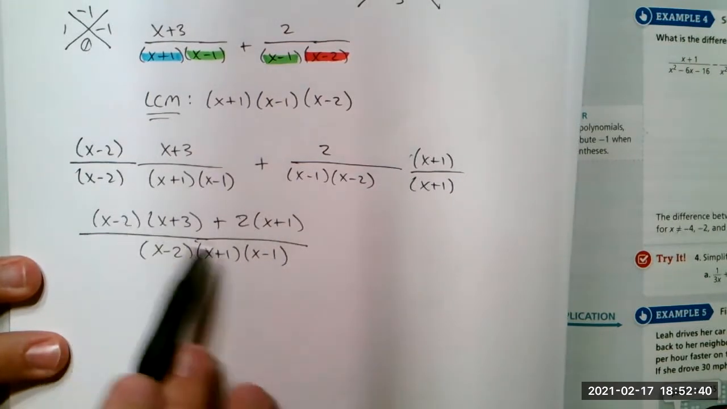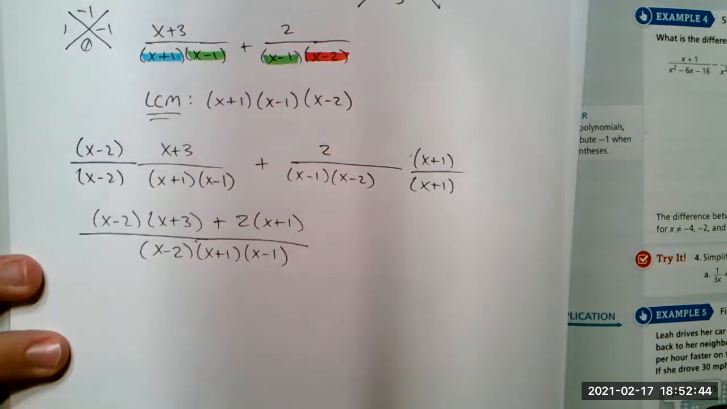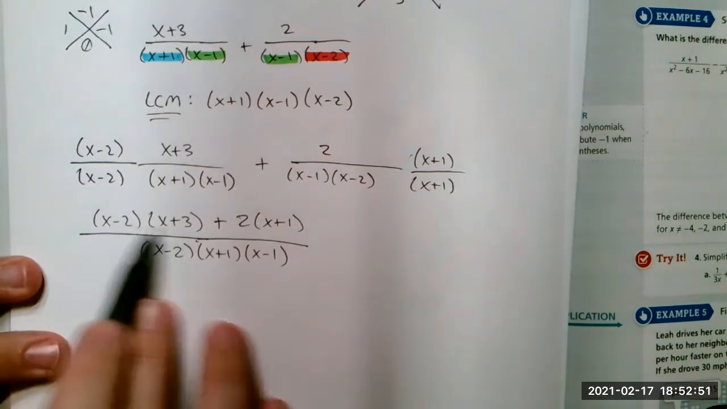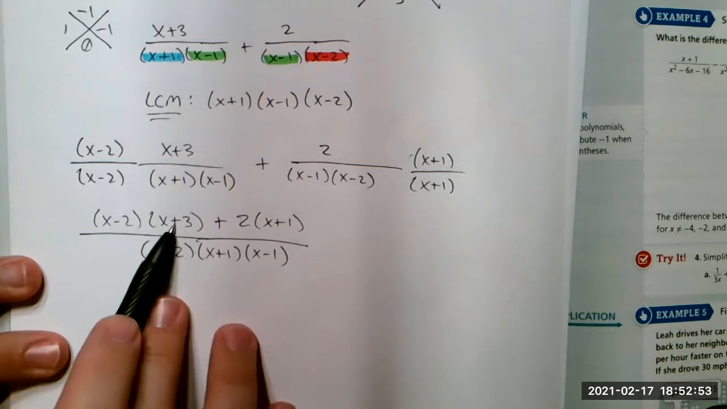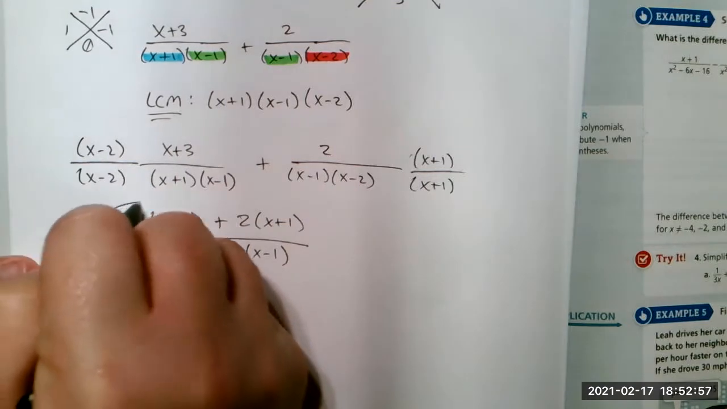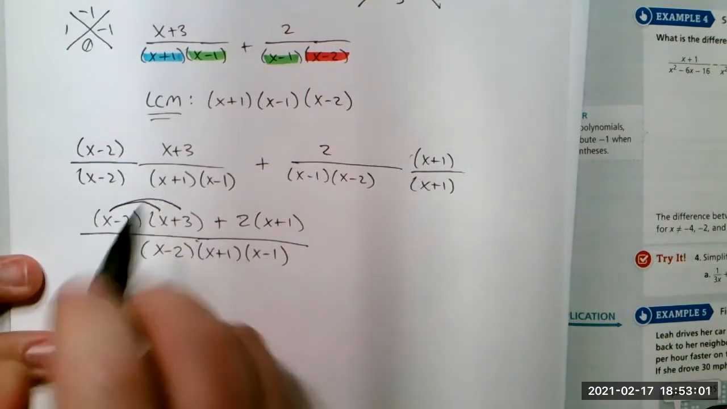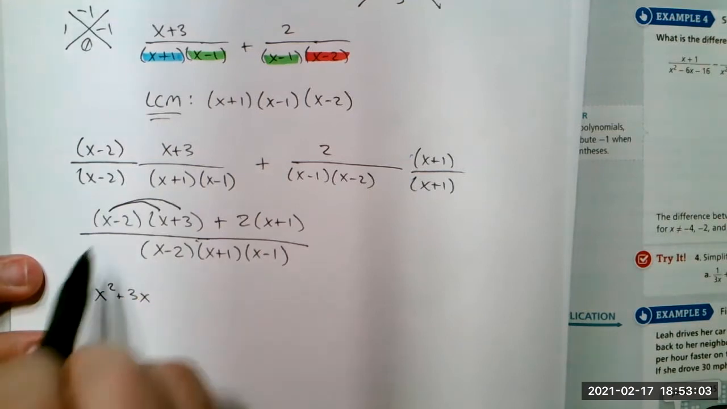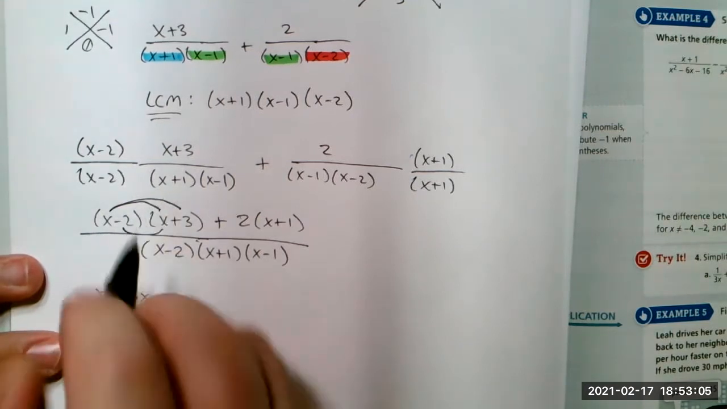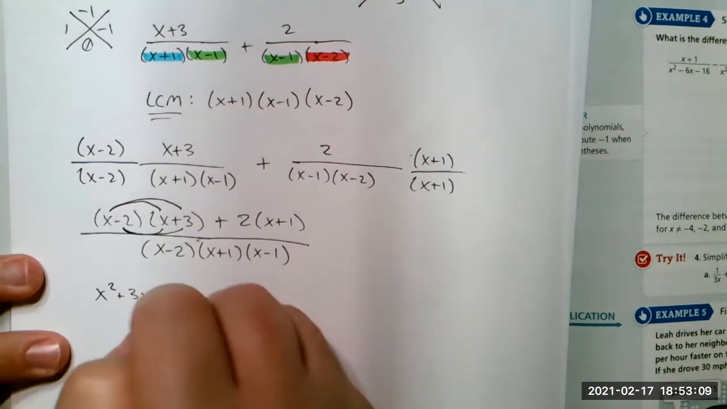So now what we're going to have to do is multiply everything out, combine like terms, simplify, and hopefully reduce things at the end. We'll see. So if I multiply these two sets of parentheses, x minus 2 times x plus 3, what I'm essentially doing is foiling it out. So x times x is x squared. X times 3 is 3x. Negative 2 times x is negative 2x. And then negative 2 times 3 is negative 6.